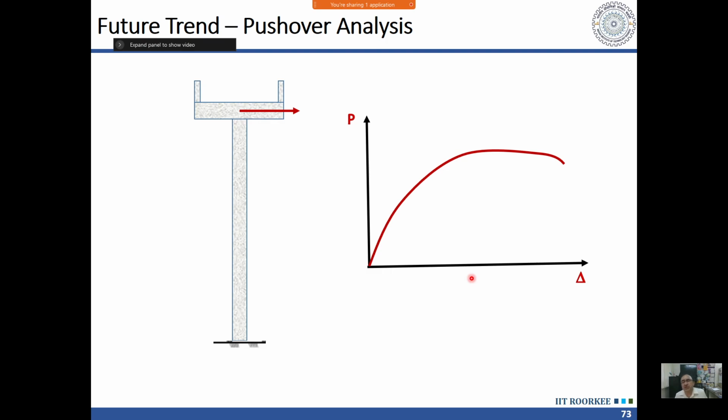Like our equivalent static method, which was very easy for linear systems, pushover analysis is the equivalent of that for nonlinear structures. In pushover analysis, we apply a load, and this load can have any arbitrary value, but its variation should be proportional to the fundamental mode. Suppose I have made a model where there was only one mass here. I have considered only two nodes, one at the bottom and one at the top. Then the fundamental mode will give me only one displacement here, so the load will be proportional to that displacement, or I can take any value of load.